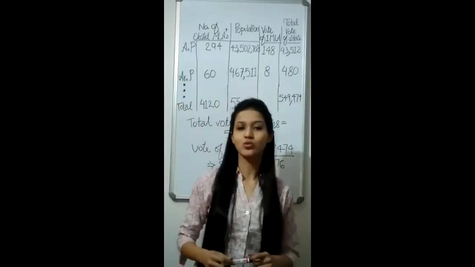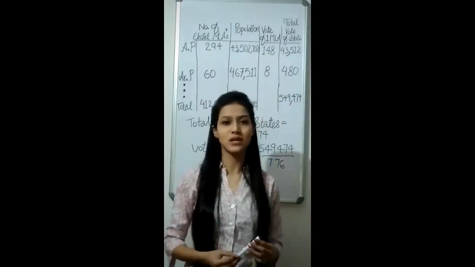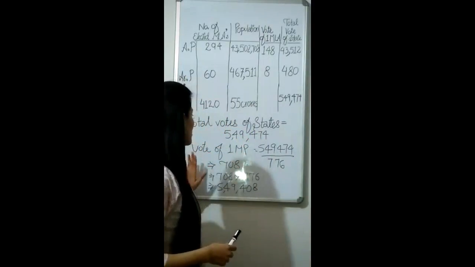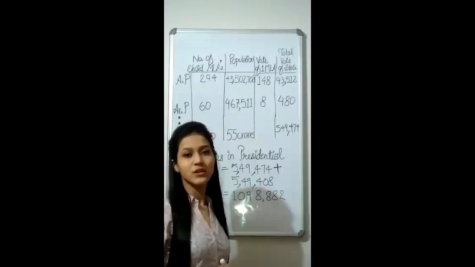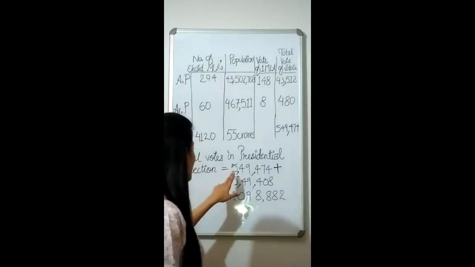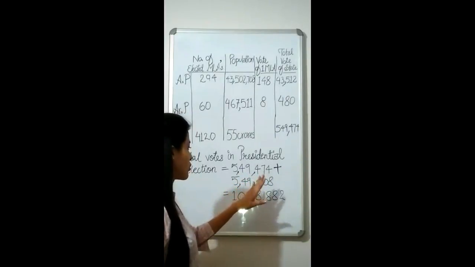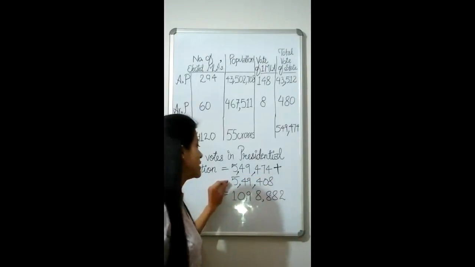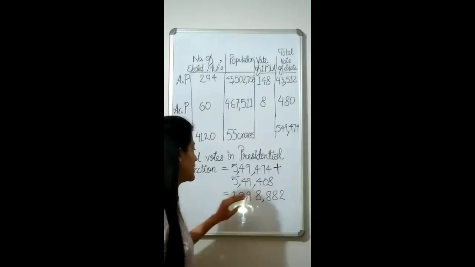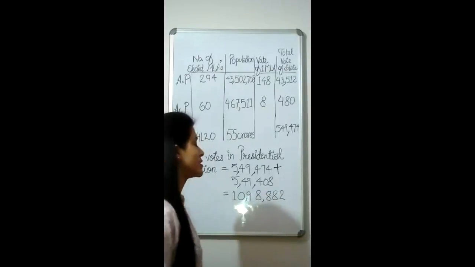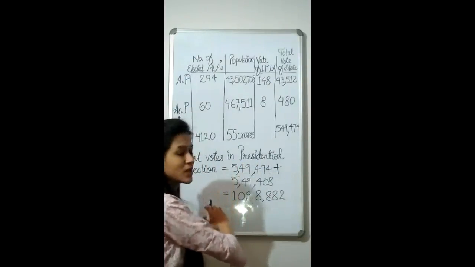Now we have to find out the total vote value in the presidential election. The total votes in the presidential election will be the sum of the vote value of the states plus the vote value of MPs. So here 5,49,474 was the votes of the states plus the vote value of MPs 5,49,408. We will get this figure, 10,98,882. This is the total votes in the presidential election.